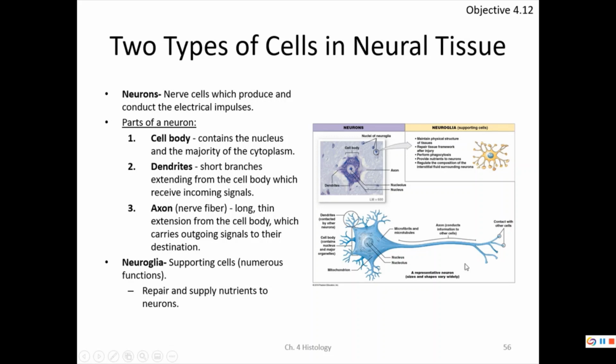It will be on there. It's going to be on the test, okay? So definitely study cell body, dendrite, and axon off this diagram here, and there's one in the back.